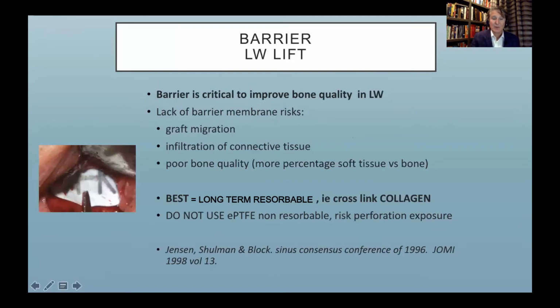So we know that, and that's been part of a sinus consensus, which was a national meeting on doing sinus procedures. And the purpose of that is to keep the graft from migrating, to block the connective tissue. That's really the primary reason. And because of that, we have better bone quality. But you should use a long-term resorbable collagen membrane. Don't use the EPTFE like this picture here. I'll show you a case later. In the early days, that was the membrane of choice. But the more we know, the more we do things properly. We use collagen membranes that have about a say a 2-month resorption time.